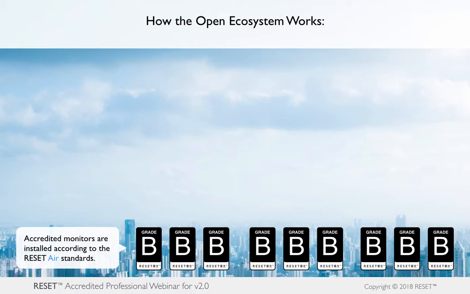We don't sell monitors, and we're not a part of selling exclusive data provider services either. So again, the more the merrier. This is indeed an open ecosystem.